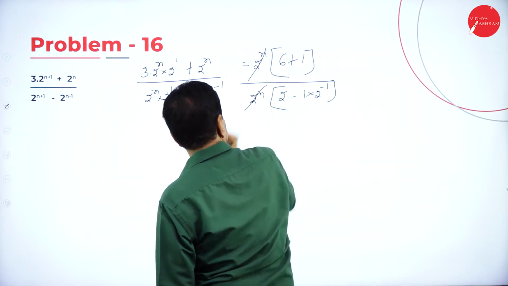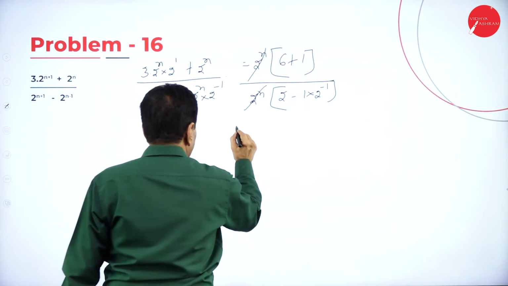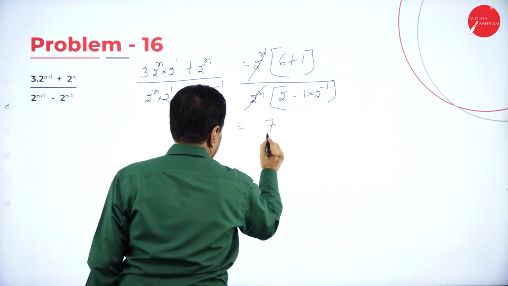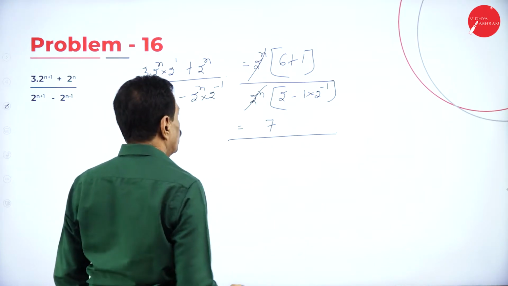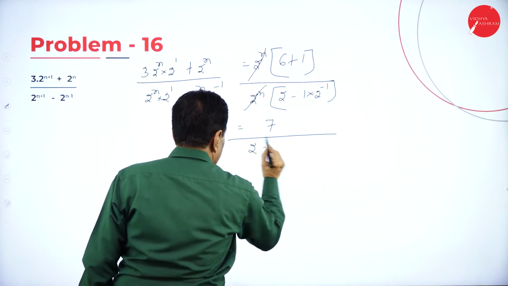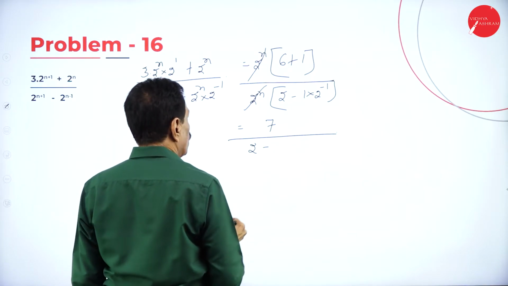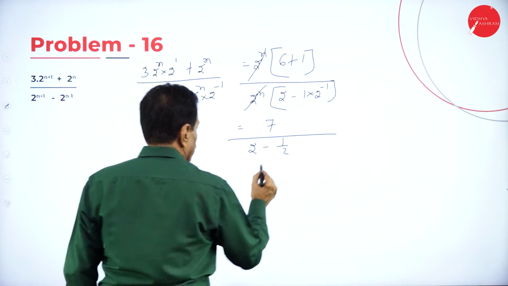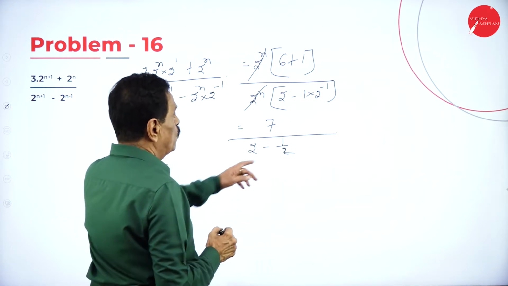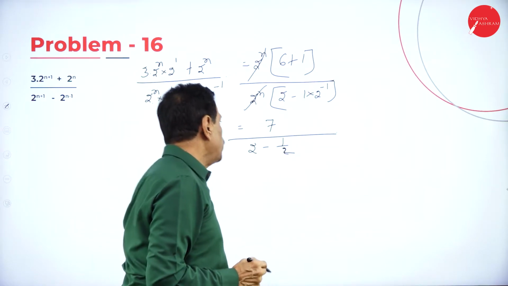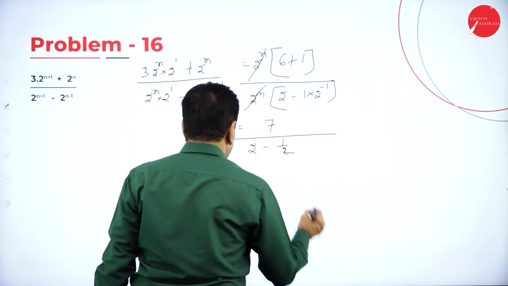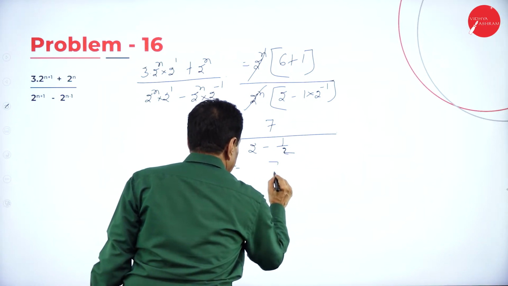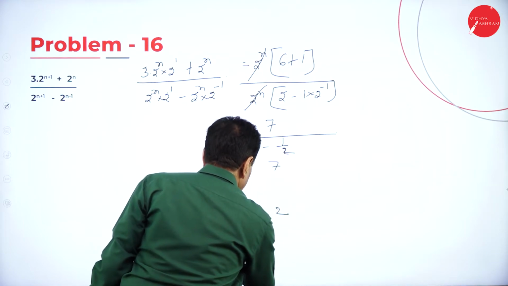Cancel this. What is left over? 7 divided by 2 minus 1 into 1 by 2. 2 to the power of minus 1 is 1 by 2. So take the LCM, 7. 2 is the LCM.